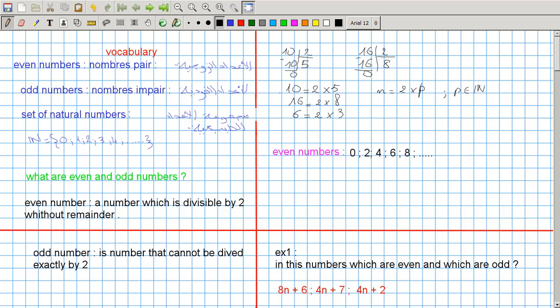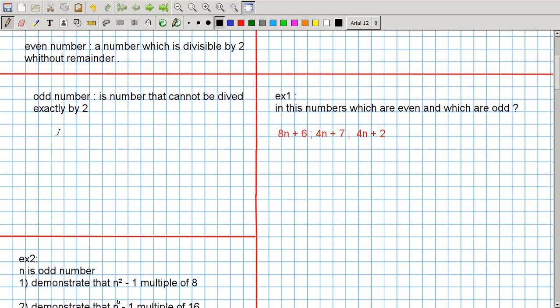Now what are the odd numbers? If I divide 11 by 2 equal 5, 5 times 2 equal 10. 11 minus 10 equal 1. For example, another example is 13. 13 divided by 2 equals 6. 6 times 2 equal 12. 13 minus 12 equal 1.